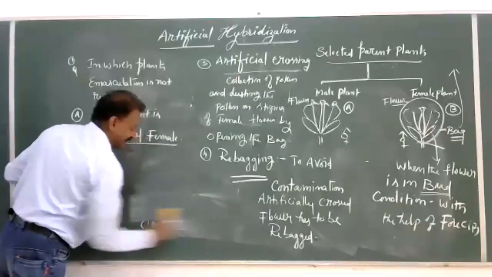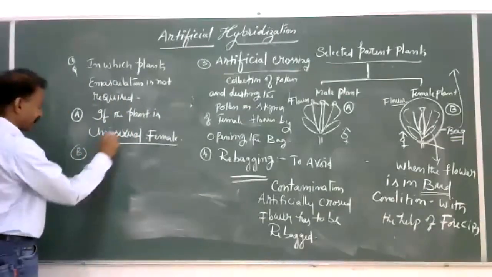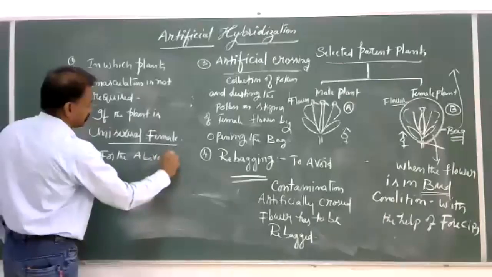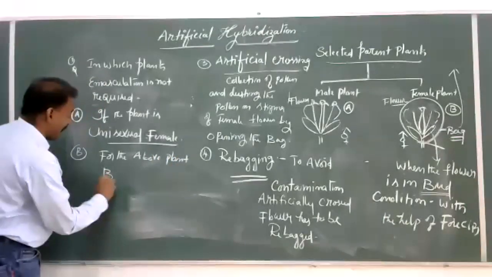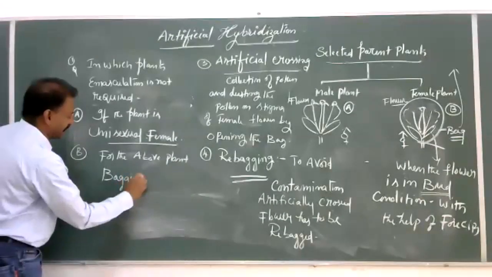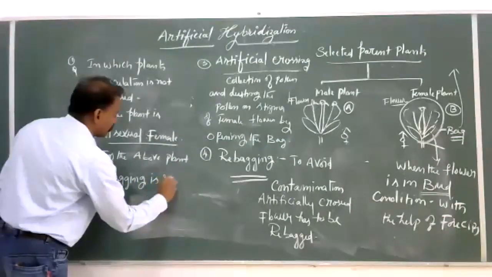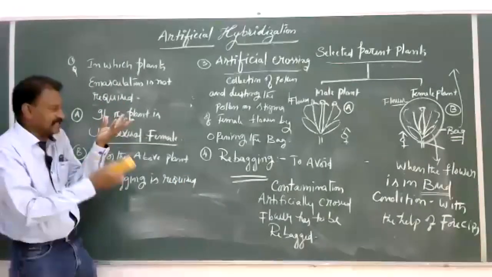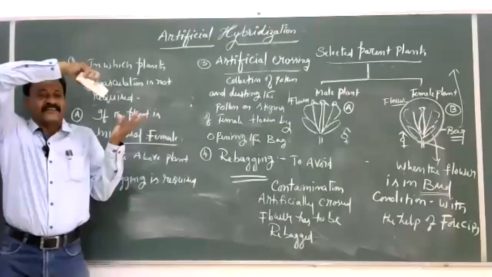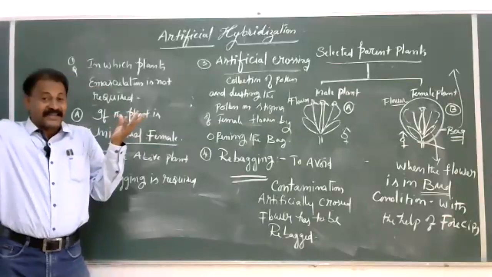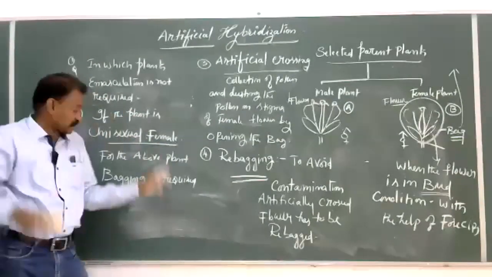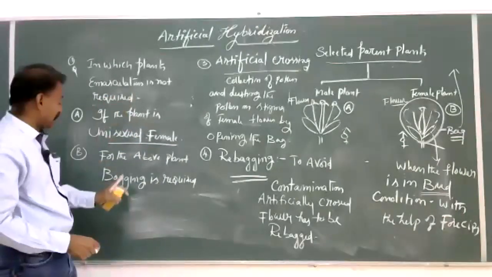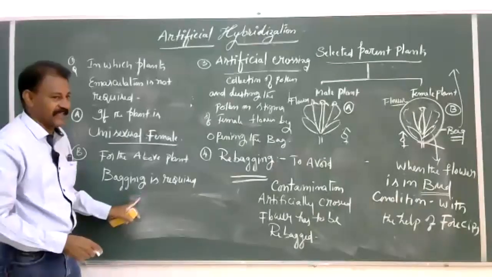But another question: if a plant has unisexual female flowers, what is required? Bagging is required. For the above plant, only bagging is required. Why, sir? This is a unisexual female flower, and there is a chance some other pollen grains may fall on the stigma, causing undesirable cross-pollination. So in unisexual female plants, emasculation is not required, but bagging is compulsorily required.